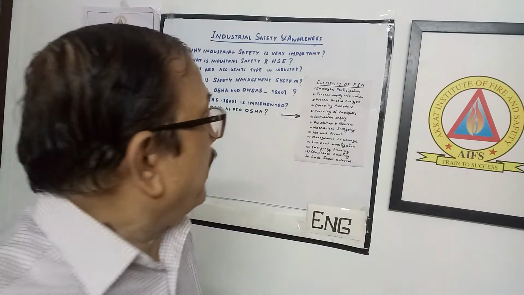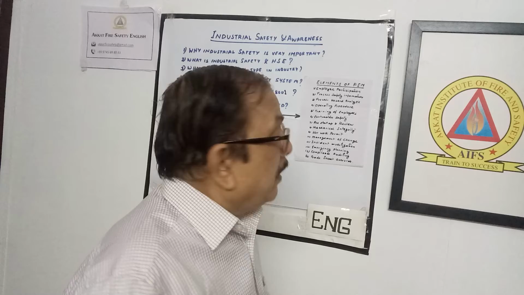Next one is operating procedure. How the plant and system can be operated in a safe way. If any operational mistake happens, then a catastrophe can occur. So there are special instructions, safe operating procedures, or operating procedures.